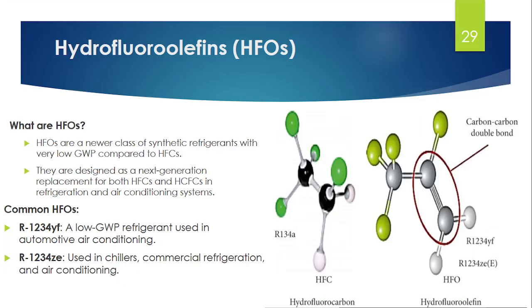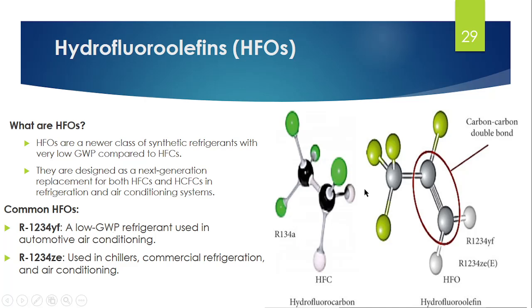So let's talk about the first gas, which is hydrofluoroolefin. Hydrofluoroolefin is a new class of synthetic refrigerant. How does it look? It looks like this. Basically it has a carbon-carbon double bond. Types of hydrofluoroolefin are R1234yf and R1234ze. These hydrofluoroolefin types have low GWP. GWP is global warming potential.